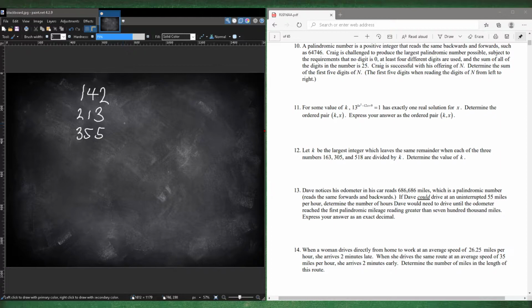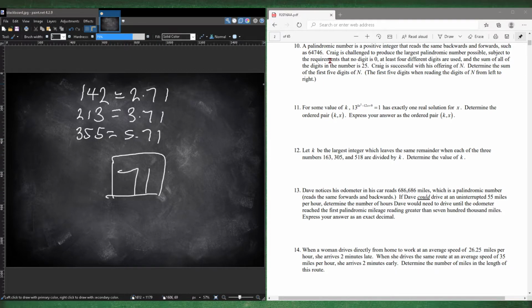So you basically just choose one number and subtract the other two from it, and then you should get three numbers: the first and the second, the first and the third, and the second and the third. And then from here, you find the greatest common factor. So this is 2 times 71, this is 3 times 71, and this is 5 times 71. So the greatest common factor is 71. That's your answer for number 12.